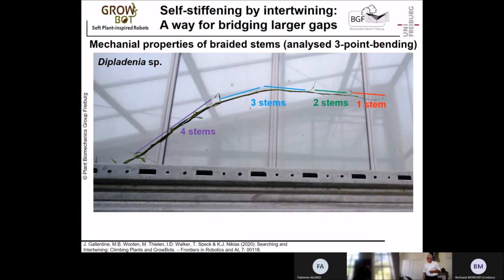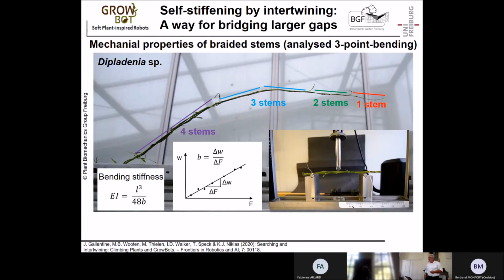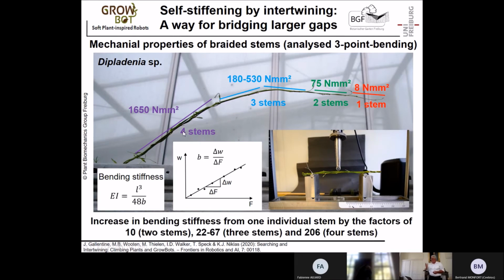1 stem, 2 stems, 3 stems, 4 stems. Mechanical properties: you measure the bending stiffness with 3-point bending. And what did we find? It's increasing from 8 Newton per square millimeter for 1 stem to 75 for 2 stems, to 180 here for 3 stems, 530 here for 3 stems, and 1650 here for 4 stems. So it's a tremendous increase by a factor of 10 for 2 stems, a factor of 22 to 67 for 3 stems, and a factor of over 200 for 4 stems.